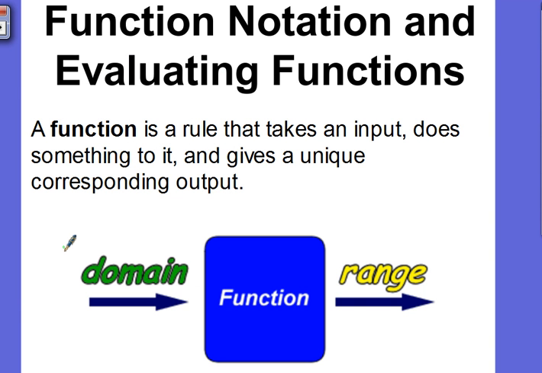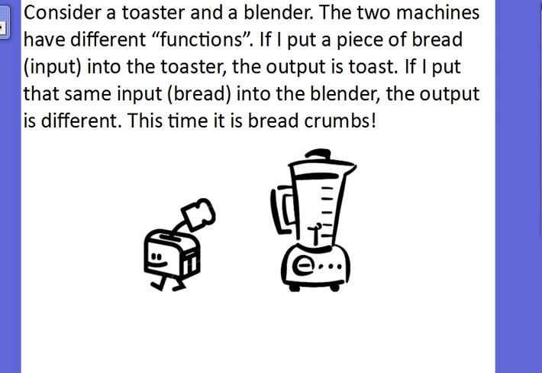This lesson is going to go through function notation and evaluating functions. We talked about functions in previous lessons, and we talked about domain and range. But I want to talk about how a function is like a toaster and a blender. If we look at these two, remember that they have different functions. The function of the toaster is to toast your bread, and the function of a blender is to blend things.